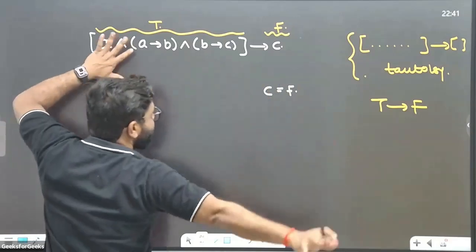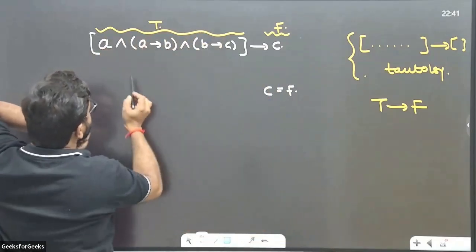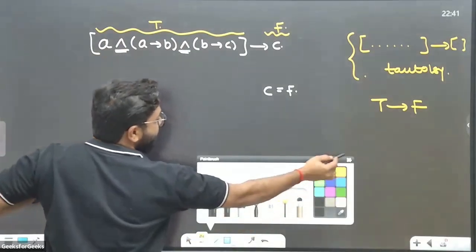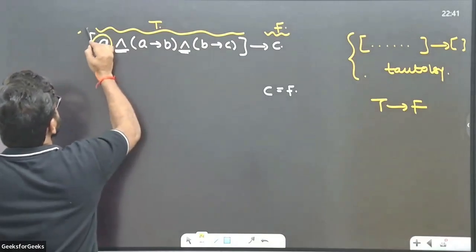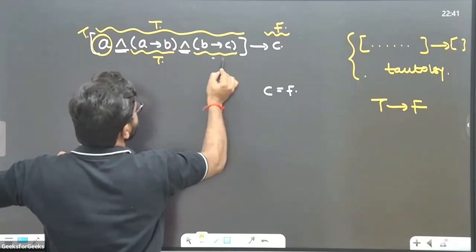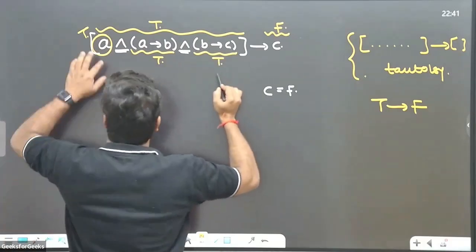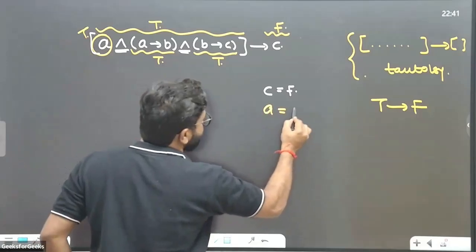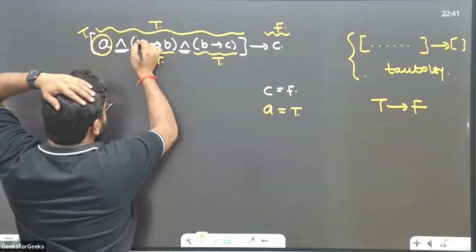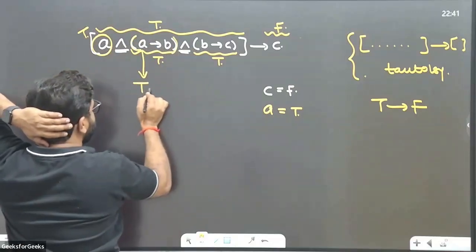Now let everyone try to understand. If I want to make the left side true and it is made up of an AND condition, it means this must be true, and this must be true, and this must be true. So if this whole thing is true, I got the value of A as true.